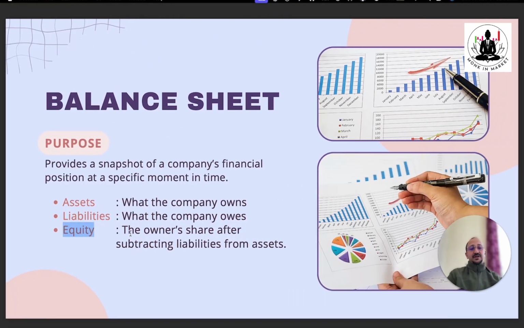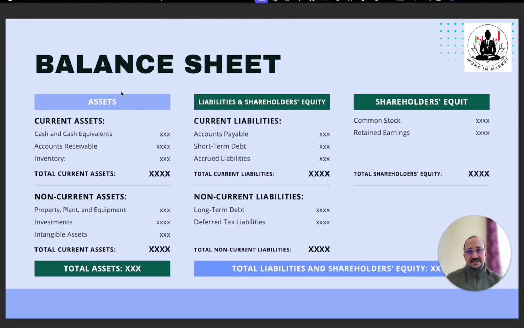Okay, so equity, that's done. So this is a small example of a balance sheet. This is how a balance sheet would be: current assets, non-current assets, current liabilities, non-current liabilities, and shareholders' equity. So this is how a normal balance sheet would look. You would be seeing a balance sheet like this. So these are the main headings, and subheadings are also there.